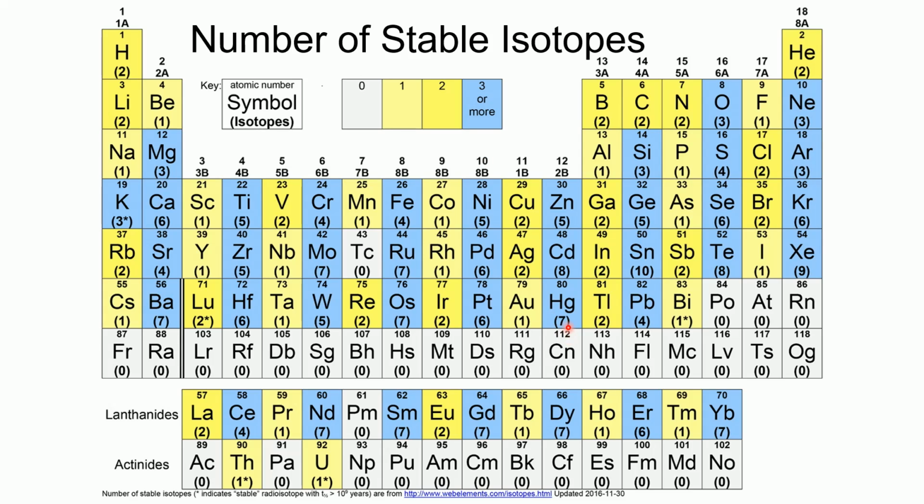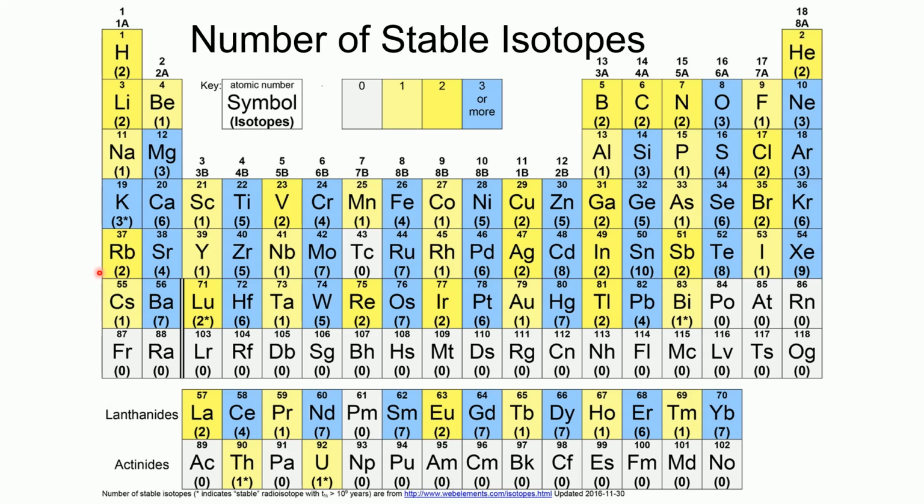Like mercury, look at that. There's 7 of those for mercury. 8 for cadmium. 10, look at that, 10 for tin. For lead, there's 4. So there are a lot of stable isotopes for those even-numbered elements. The odd-numbered elements are less likely to have as many stable isotopes, and that's just because they're not as stable.